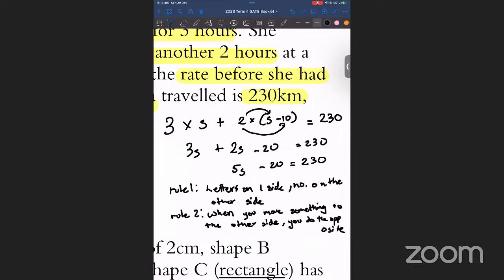So similarly, letters on one side. I move all the letters, so Melvin's on one side, and then numbers on the other side, so mom and dad on the other side. Rule number 2, when you move something to the other side, you do the opposite.